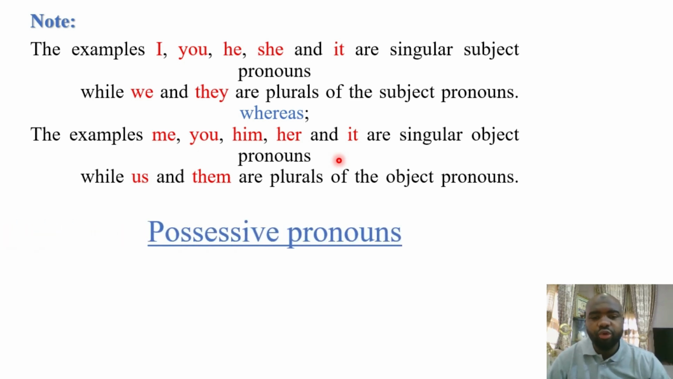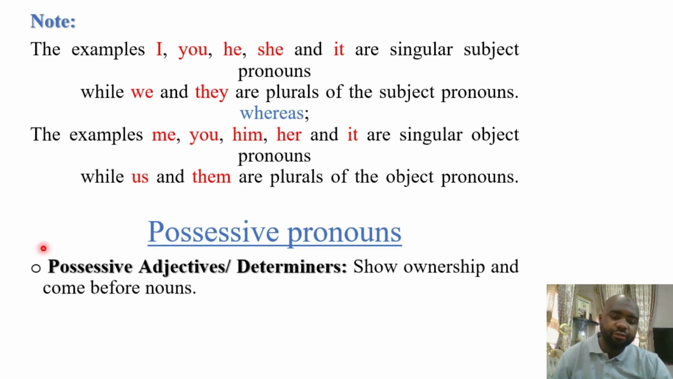Then now we move on to possessive pronouns. We also have this discussion in our previous topic, nouns, in which we discussed the possessive nouns. So if you want, you can go back to the previous video and watch it. So let's move on.